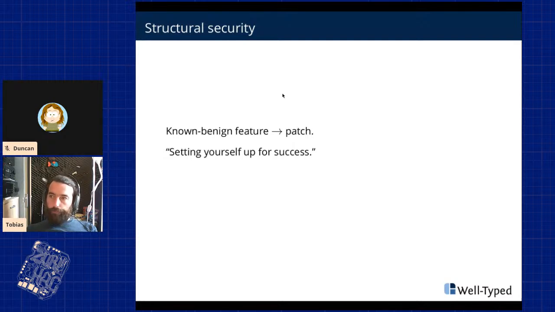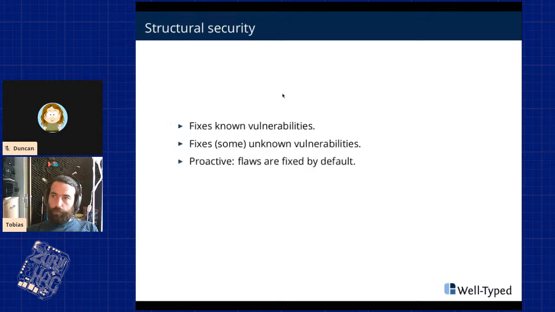So the approach here is that you start with something that doesn't do anything, where everything is disallowed, where nothing works. And then for everything that you make work, you verify that it is benign, that it's okay, that it's secure. And you construct your code in such a way that every step you take, every feature you add, is secure in itself and built out of secure building blocks, so to speak. So the goal is to set yourself up for success, to make it easy for yourself to keep things secure and to avoid vulnerabilities. And this approach would not just fix the known vulnerabilities, but also some unknown vulnerabilities.